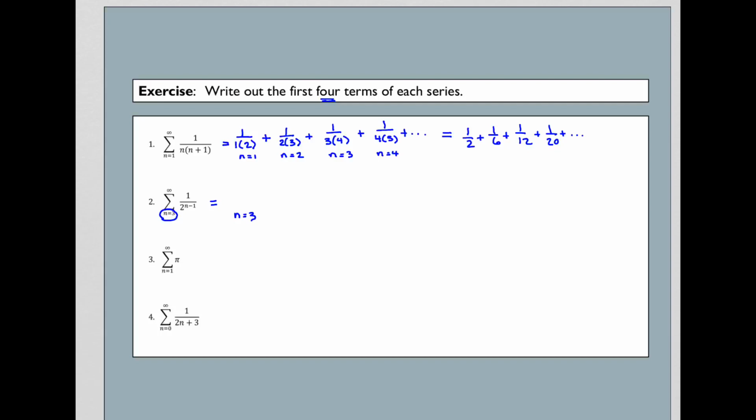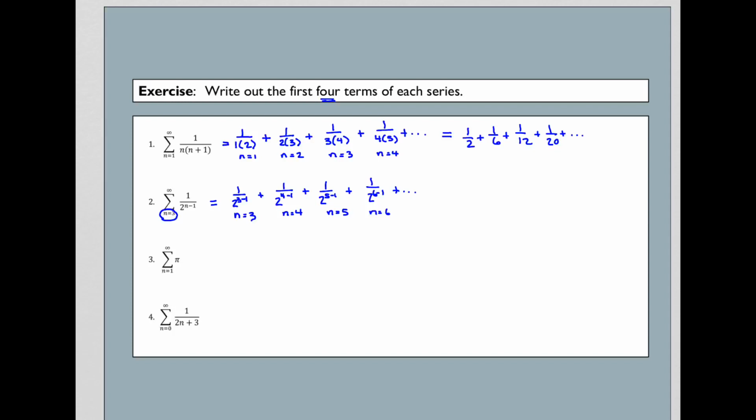So we start with n being 3, and again, listing out the first 4 terms means we're going to let n equal 3, n equal 4, n equal 5, and n equal 6. And so the first term in our infinite summation is going to be 1 over 2 raised to the 3 minus 1. The second term will be 1 over 2 raised to the 4 minus 1. The third term is going to be 1 over 2 raised to the 5 minus 1. And then the fourth term is going to be 1 over 2 raised to the 6 minus 1.